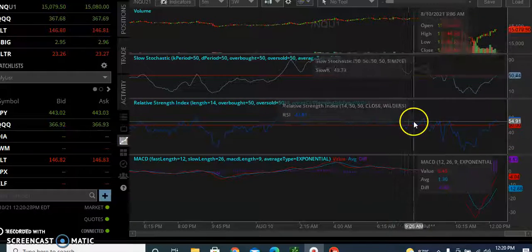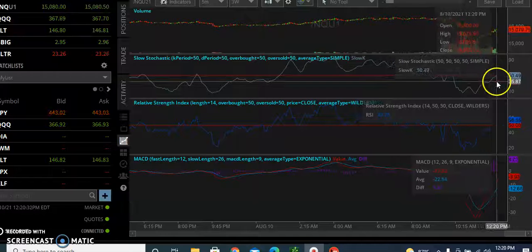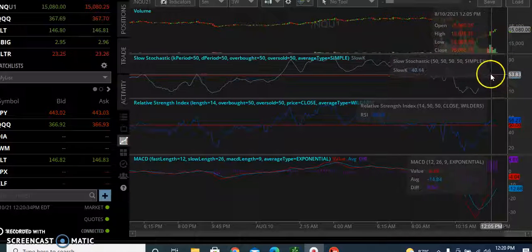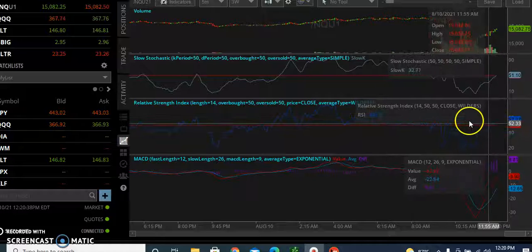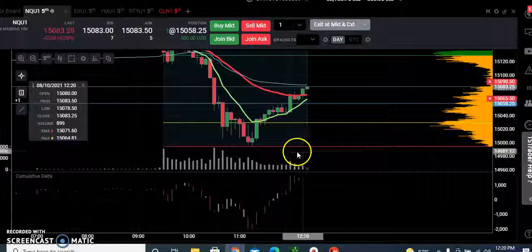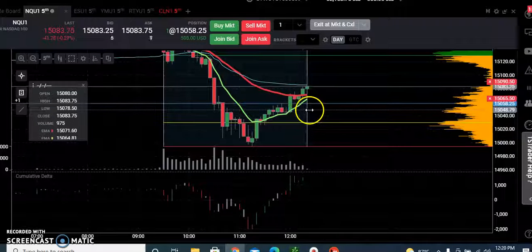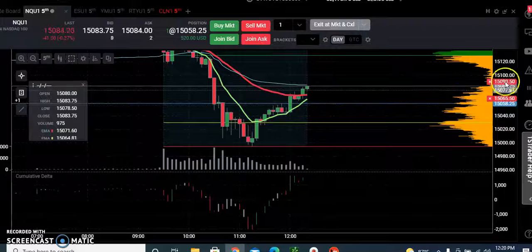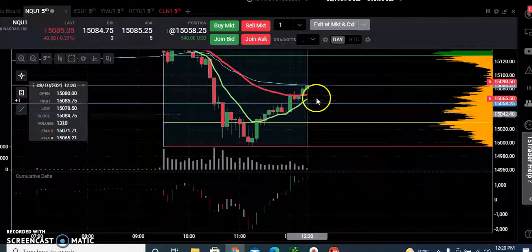Okay, everything is looking pretty strong. The slow stochastic is almost crossing over. It has crossed the 50. We're up at 56.83, 57 on the RSI. Everything's looking bullish. I am still long. I'm up $495, $500 right now. I've got my order in to sell it at 90.50.